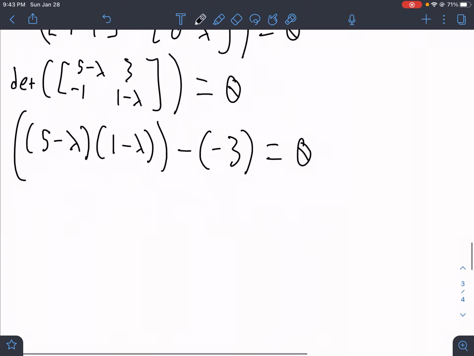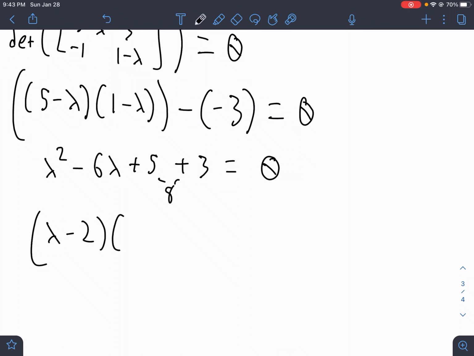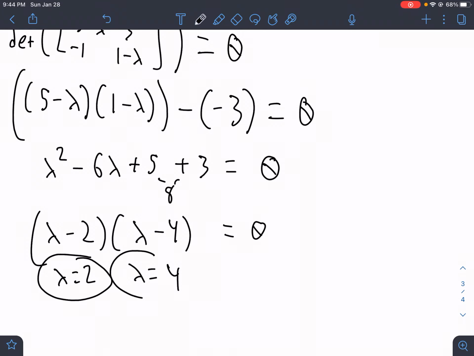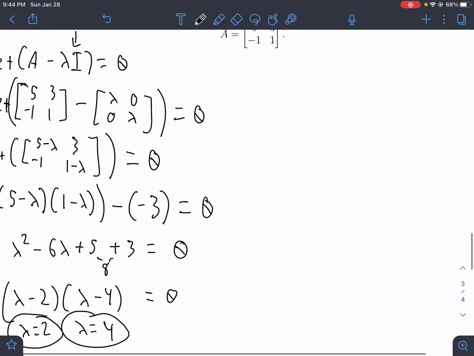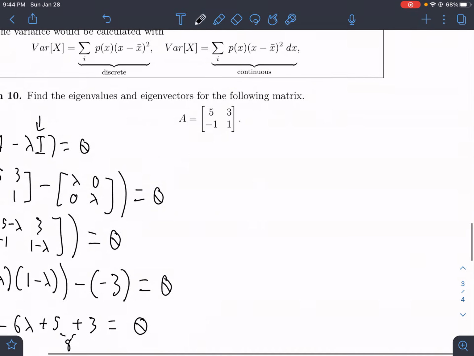equals 0. We calculate this out, so I believe this becomes lambda squared minus 6 lambda plus 5 plus 3 equals 0. And I believe, so this is 8, so that would factor lambda minus 2, lambda minus 4, so we get lambda equals 2, lambda equals 4. So these are our eigenvalues. It's good that we have 2 here. All right, now that we have our eigenvalues, we can find our eigenvectors.